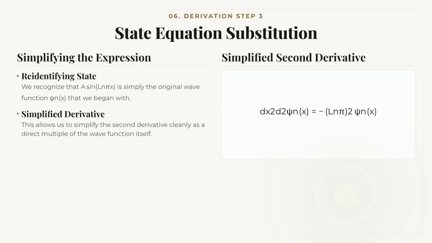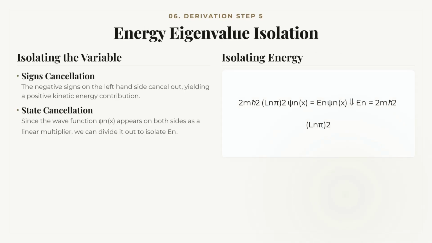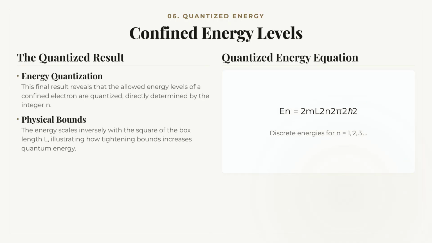Substituting this result into Schrödinger's equation gives minus h-bar squared divided by 2m multiplied by minus n pi by L whole squared multiplied by psi n equals epsilon n multiplied by psi n. The negative signs cancel, and the wave function appears on both sides of the equation, allowing us to isolate the energy. The final expression for the allowed energy levels becomes epsilon n equals h-bar squared divided by 2m multiplied by n pi divided by L whole squared.